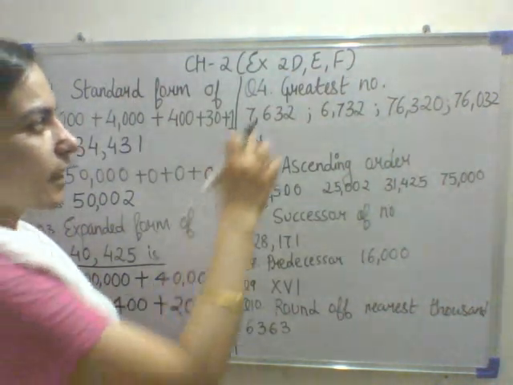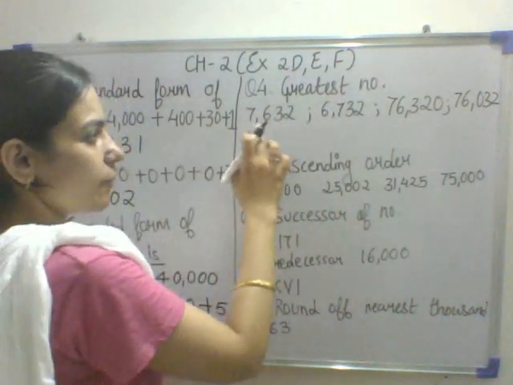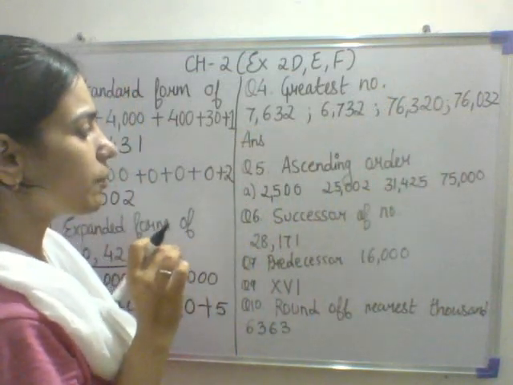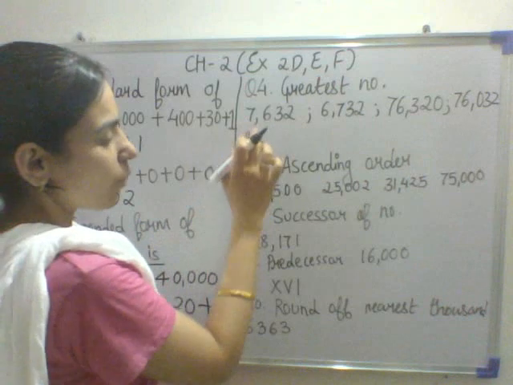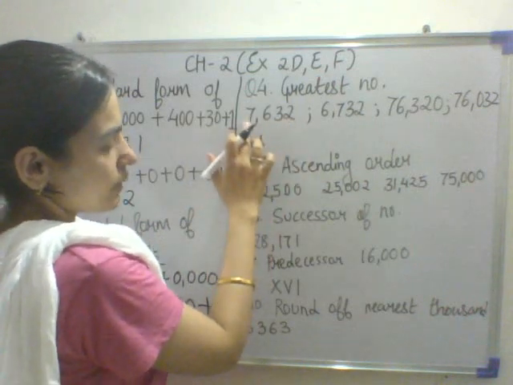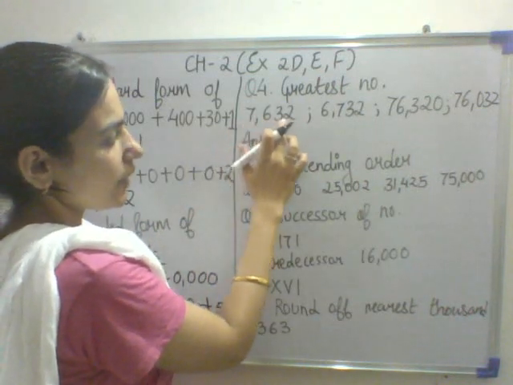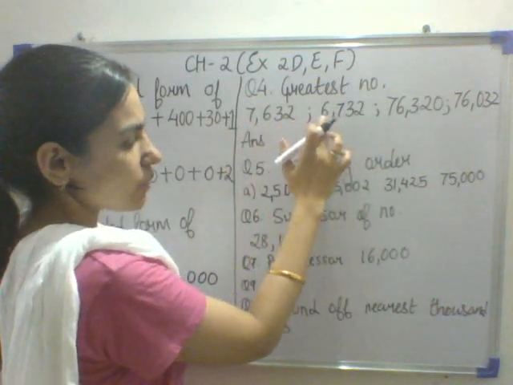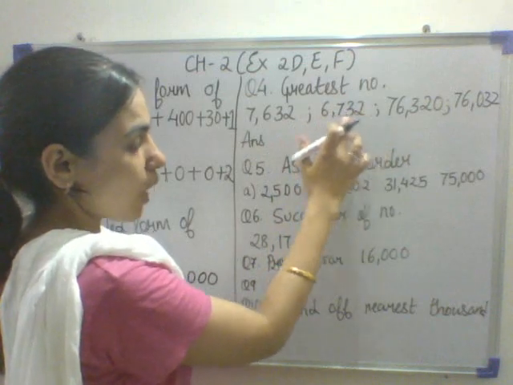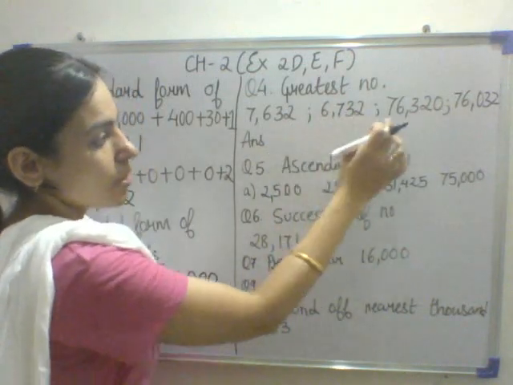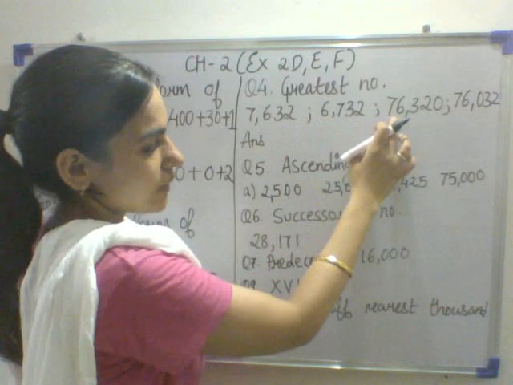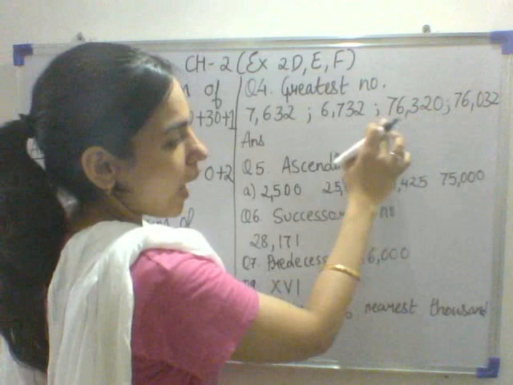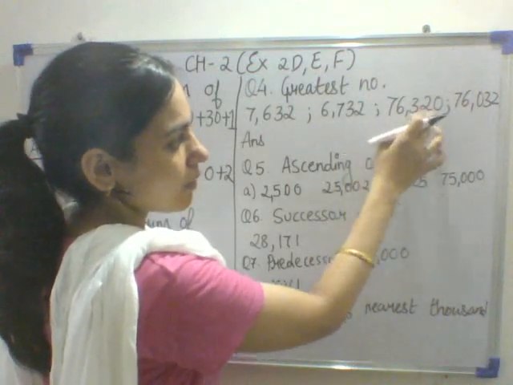The next is the greatest number. Here I have written the numbers. From these you have to find the greatest number. So how will you find the greatest number? First count the number of digits. This is 7,632. How many digits are there? 4 digits. This number, 6,732. How many digits are there? 4. Now come to the next number. It is 76,320. How many digits are there in this number? 5.